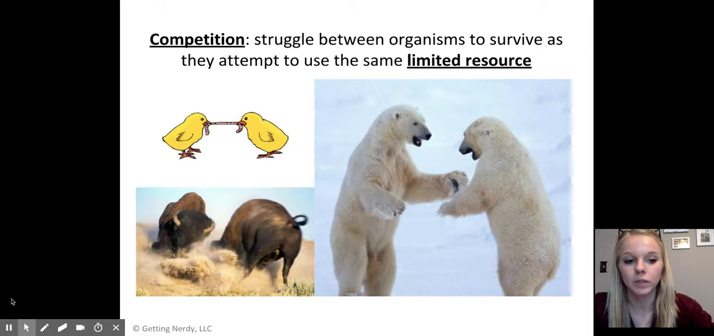Organisms compete for resources like food, water, space, or territory. Competition is the struggle between organisms to survive as they attempt to use the same limited resource.